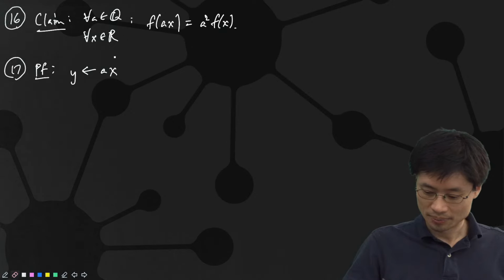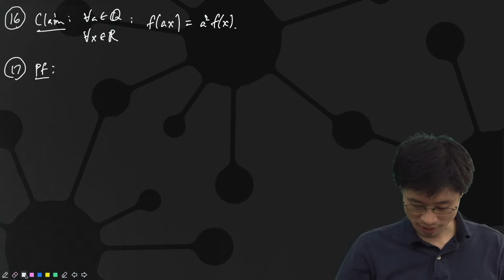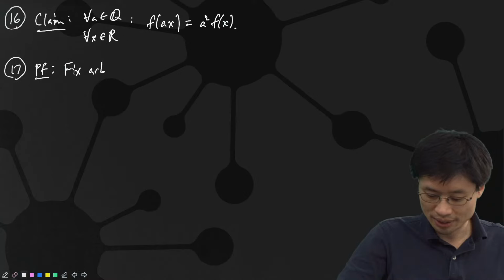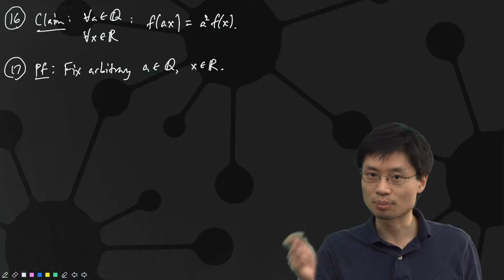Oh, I see. So what you're saying is that, let me emphasize this way. If you want to write a proof, the way the proof works is you say, let's suppose we're given. So let's fix an arbitrary a, which is a rational number, and the arbitrary x, which is a real number. Now they're fixed, they're stuck. I can do anything I want with them. And now you want to plug in, you want to let y equal something?